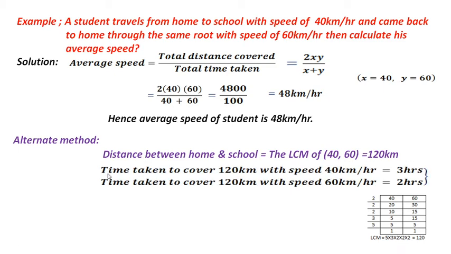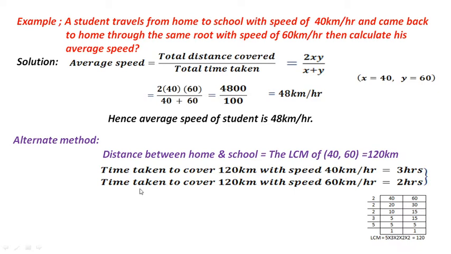In the next step, the time taken to cover 120 km with a speed of 40 km per hour. Just calculate the time here, how much time is required while traveling from home to school. Distance divided by speed gives time. So 120 divided by 40 gives 3. Hence 3 hours are required to cover 120 km with a speed of 40 km per hour. So that is the meaning.